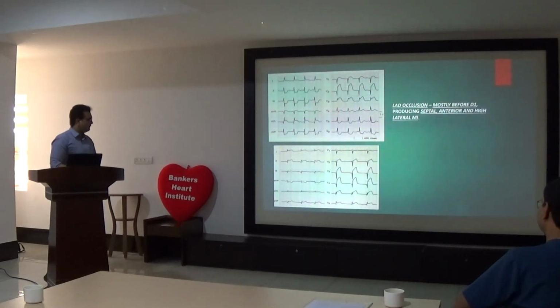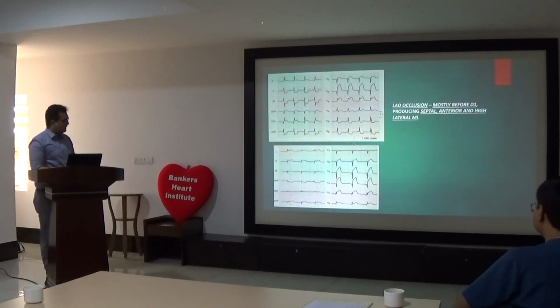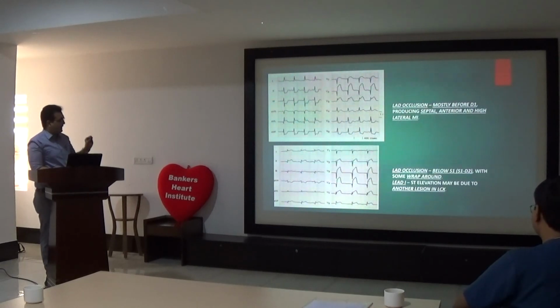Now in this ECG, there is ST elevation in leads V2, V3, V4, lead 1 as well as in lead 2. And there is no ST elevation seen in lead V1. So probably this is a case where there is LAD occlusion below S1, with some wrap around, that is the LAD is wrapping around and supplying the inferior wall. That's why there is ST elevation in lead 2 as well. The ST elevation in lead 1 can be explained by another lesion present in LCX.